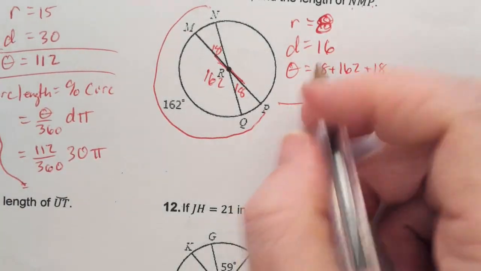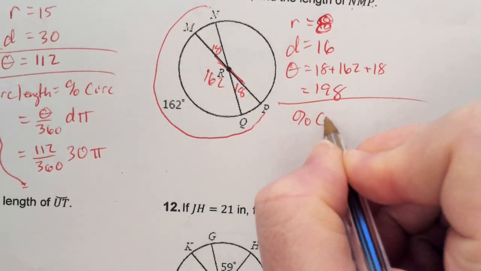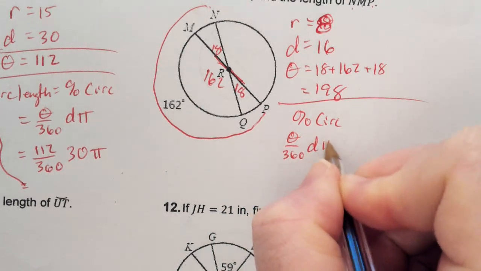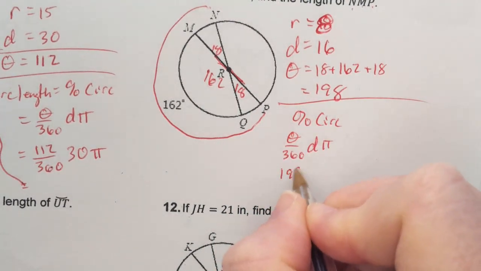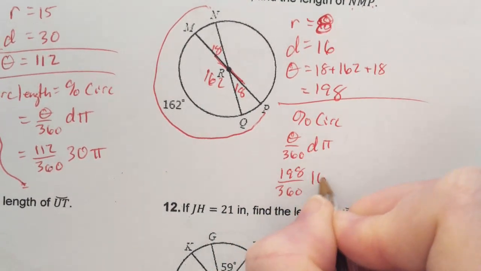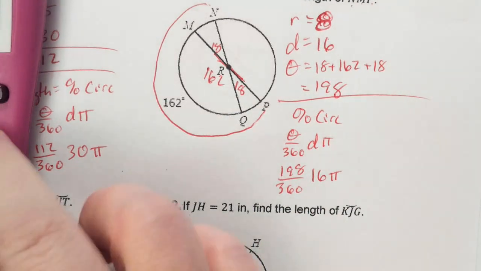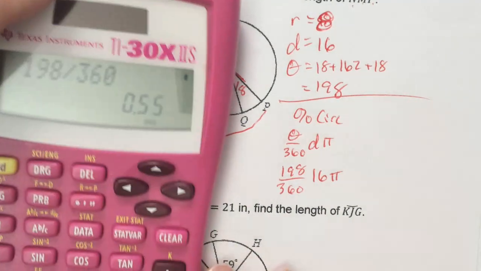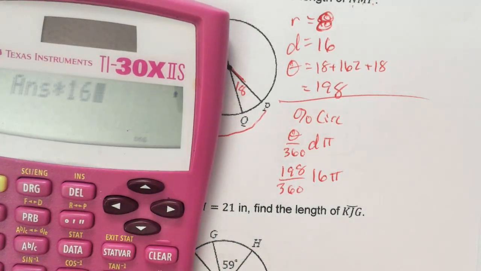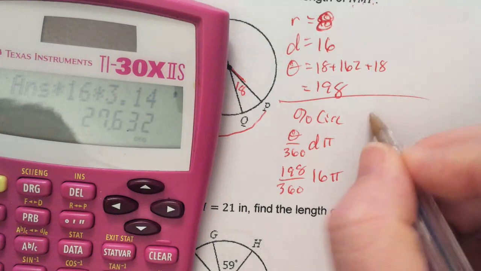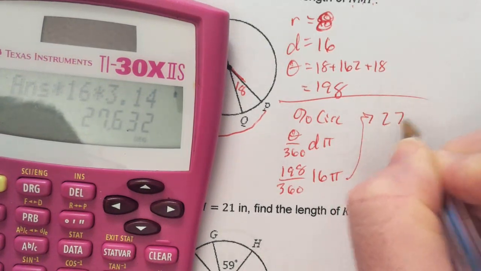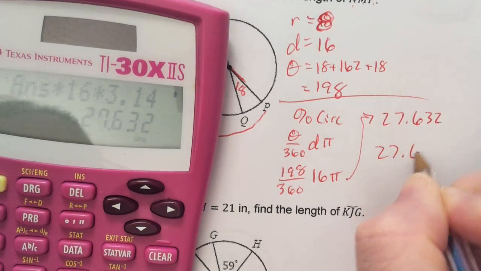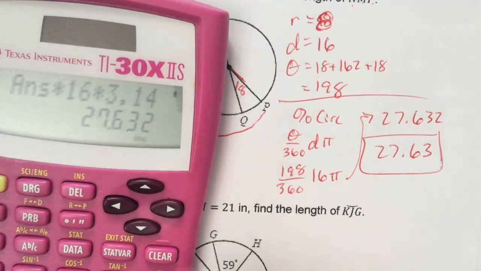All right, so we want the percentage of the circumference. That would be theta over 360 times d pi. That's the angle, 198 over 360 times 16 pi. So you put that in the calculator. 198 divided by 360, we pop out with 0.55, times 16 times 3.14, and we would pop out with 27.632. To the nearest hundredth would be 27.63. And there's your final answer.